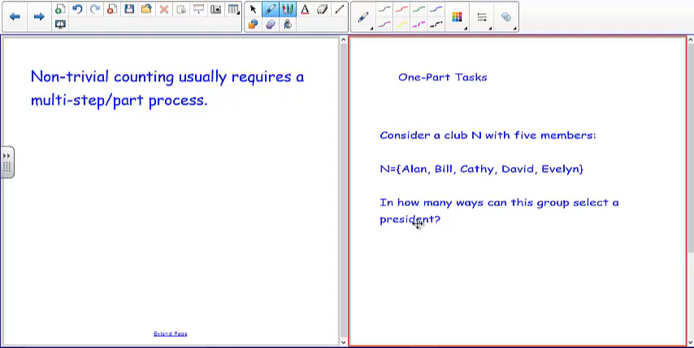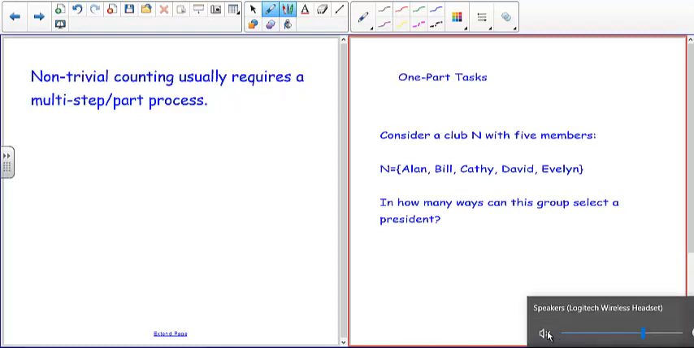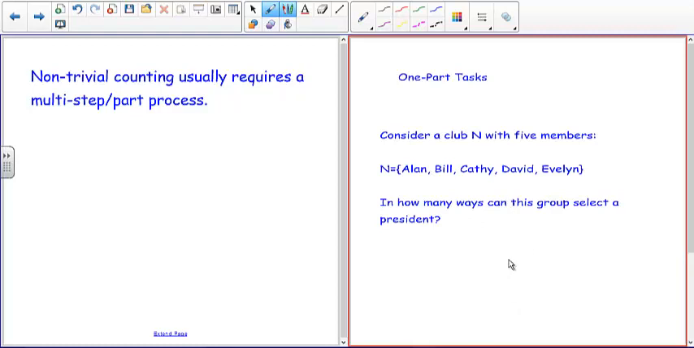Select a president. So if you were to select a president, then you look at the number of people, and you could say, well, I could pick Alan to be president, I could pick Bill to be president, Kathy to be president, David to be president, and Evelyn to be president. So there are 5 ways. So the answer to that question is 5. So that's a one-step process.